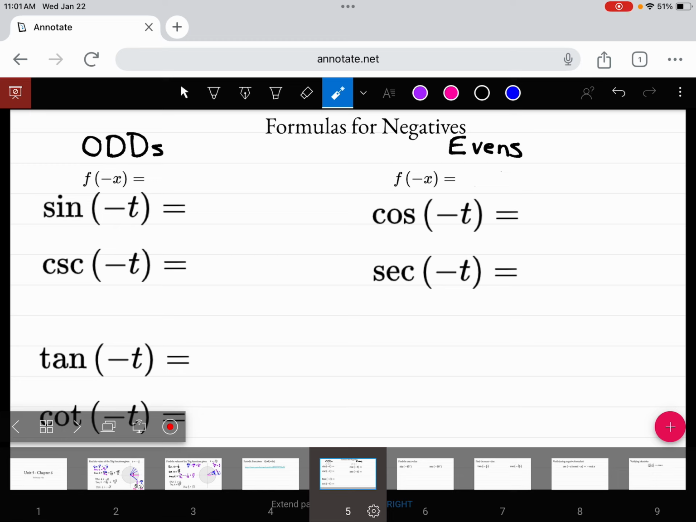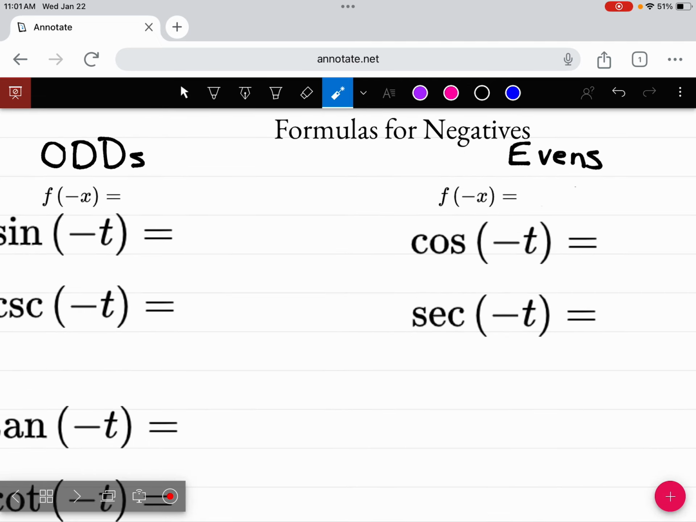So these are based off of graphs. We'll talk graphs another section. But we're going to have odd functions versus even functions. And our odd functions, we've talked about these before a little bit. Odd functions have origin symmetry.